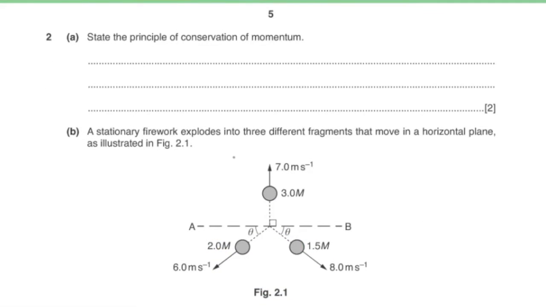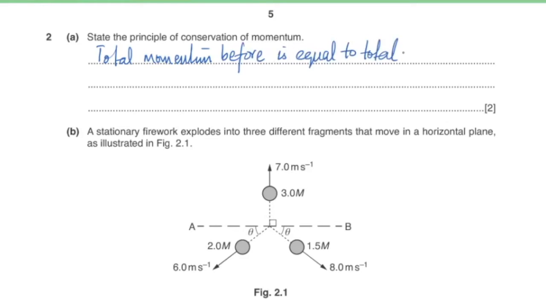Question number 2, Part A, state the principle of conservation of momentum. So this is total momentum before collision or explosion is equal to total momentum after explosion or collision for an isolated system.